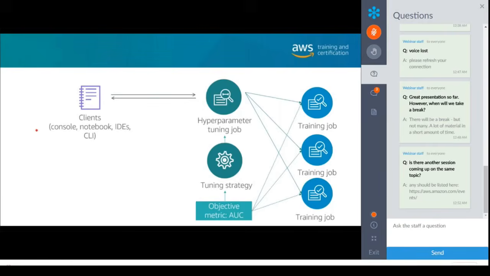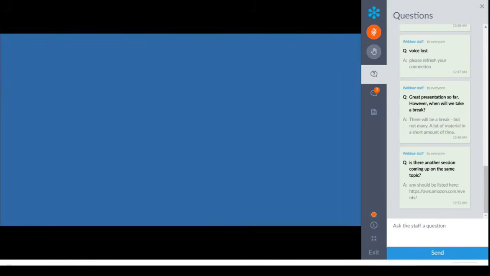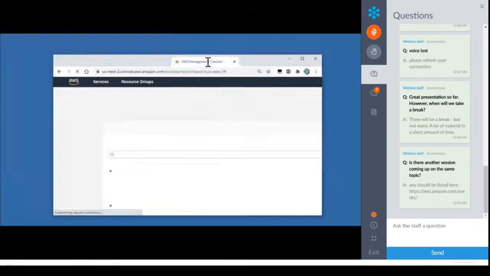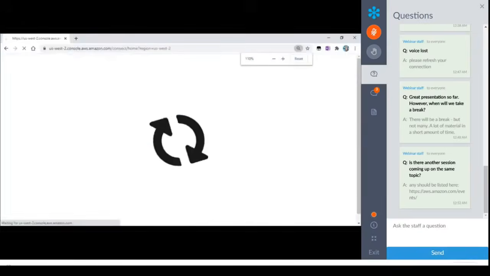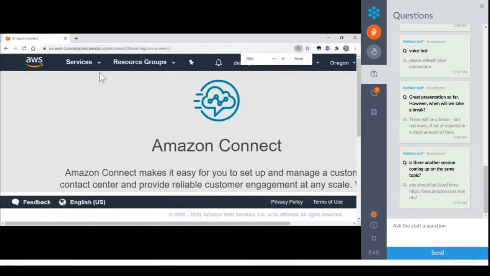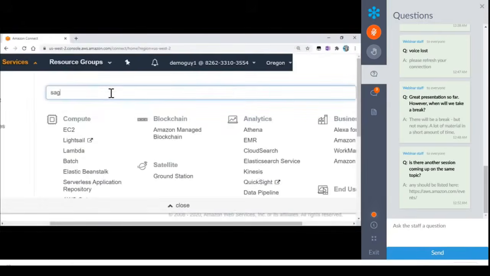So you do need to know, in SageMaker, we have a hyperparameter tuning job. Let me just quickly show this to you. So if we go to console, let me just make this a bit bigger for you. We go to SageMaker.